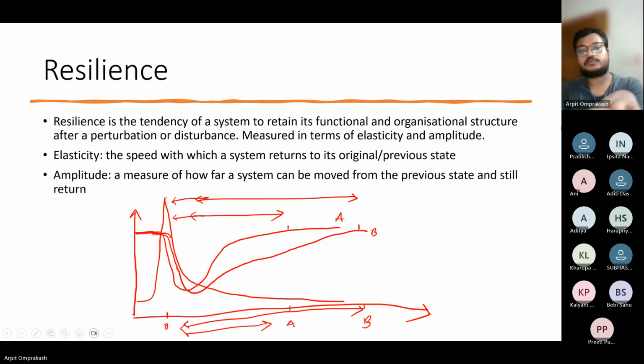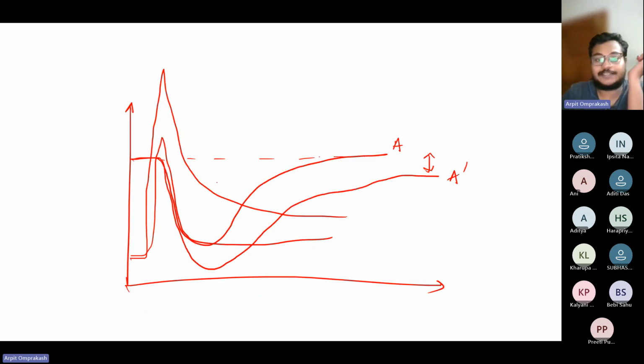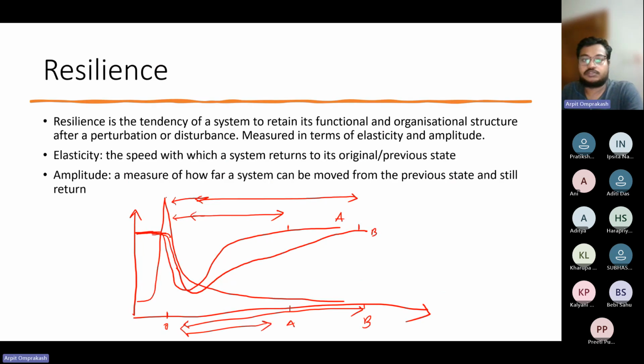Right. So amplitude is basically a measure of how far a system can be moved from the previous state and still return. So basically, if you move the system this much, it can still return. But if you move the system this much, it will not return back to normal. There will be a discrepancy between the original or the previous state and the final state, due to the disturbance. So this is known as amplitude.